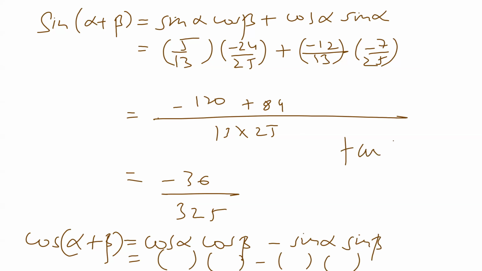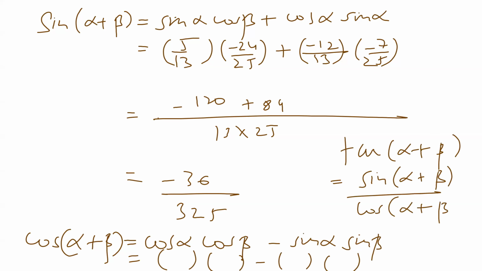Now tan alpha plus beta, there are two methods. You can either use the compound angle formula, that is tan alpha plus tan beta upon 1 minus tan alpha tan beta. Otherwise, you can also use sin alpha plus beta upon cos alpha plus beta, because these two values we have already calculated. So that's it. I think this problem is discussed.